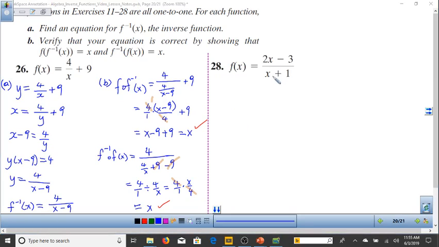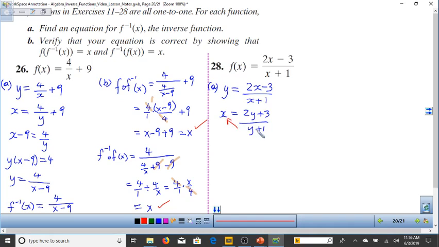Now this one looks a little bit challenging. It only looks intimidating, but we can approach it the same way, systematically. So we replace f of x with y. That's the cosmetic step. And then we are going to interchange x and y, trade places. x is equal to 2y plus 3 over y plus 1. Then we need to get the y's into one y. So I'm going to multiply both sides by the denominator here, kind of like cross multiplying. So we have x times y plus 1 is equal to 2y plus 3.